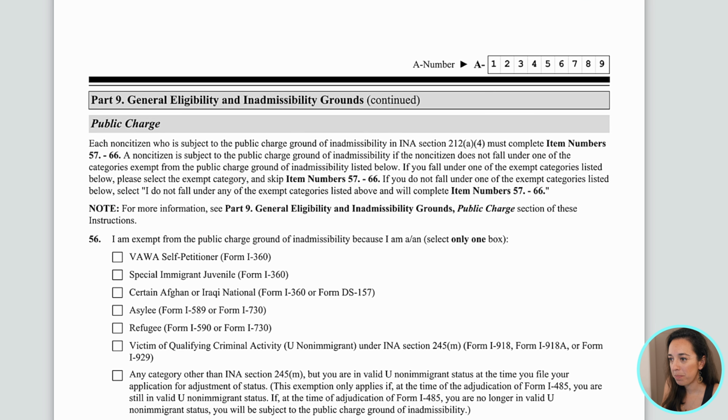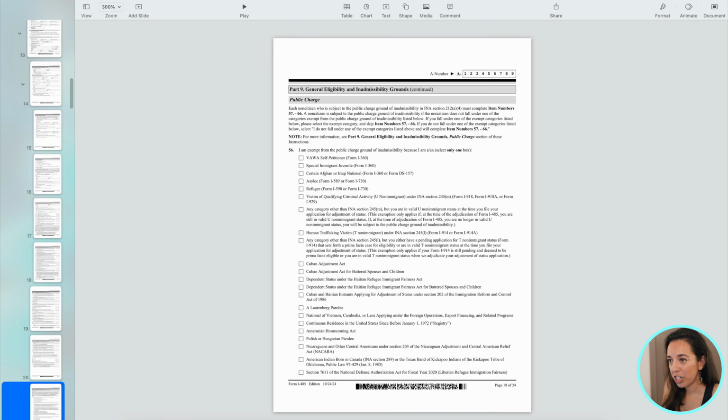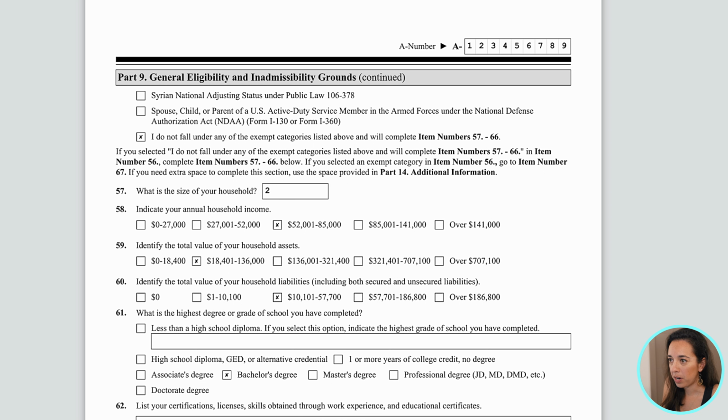Part 9 asks about the public charge and ground of inadmissibility. As K-1 visa applicants, we are not exempt from the public charge ground of inadmissibility. So for question 56, we check the box on page 19, which is I do not fall under any of the exempt categories listed above, and will complete items number 57 to 66. As we check this box, we now need to complete items number 57 to 66.